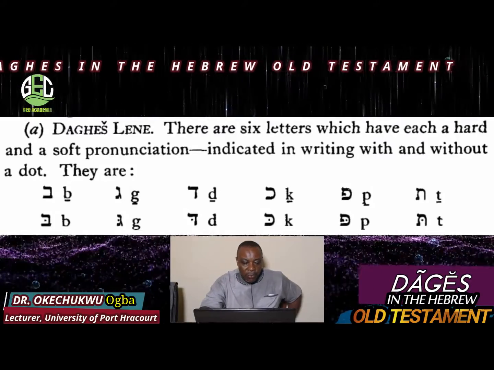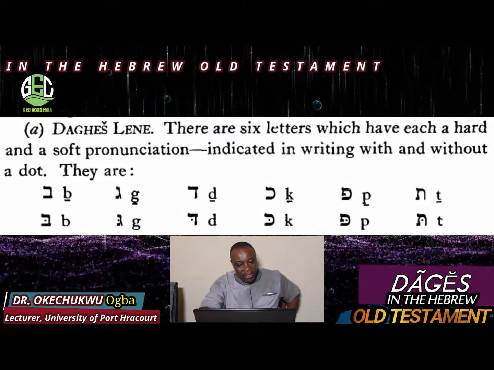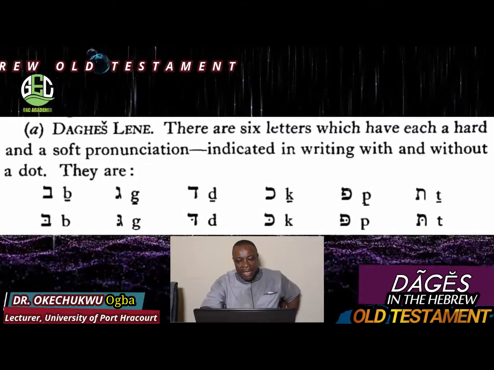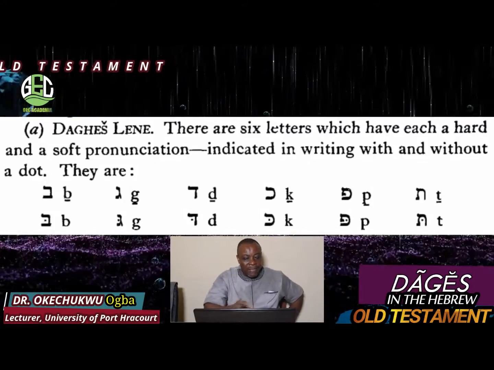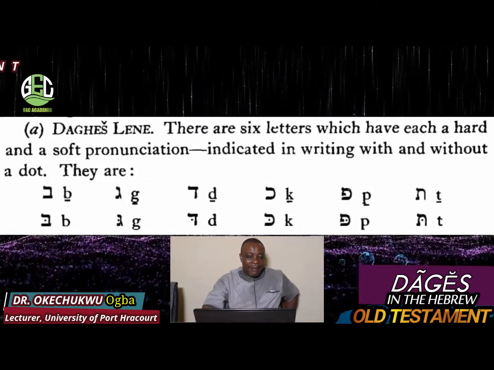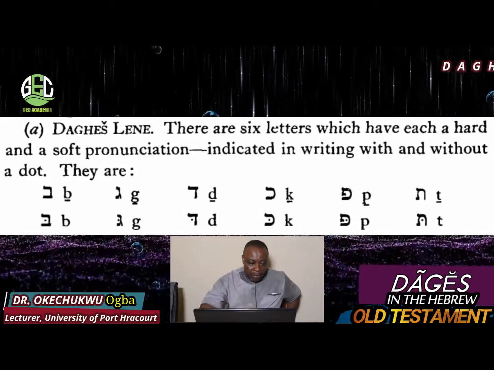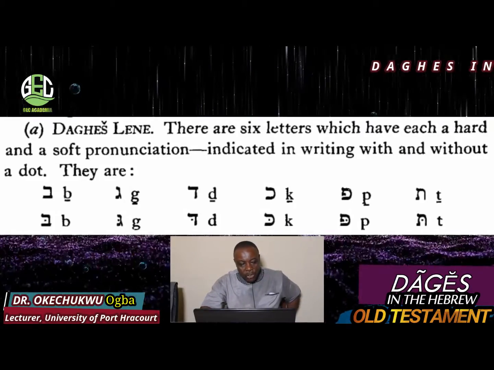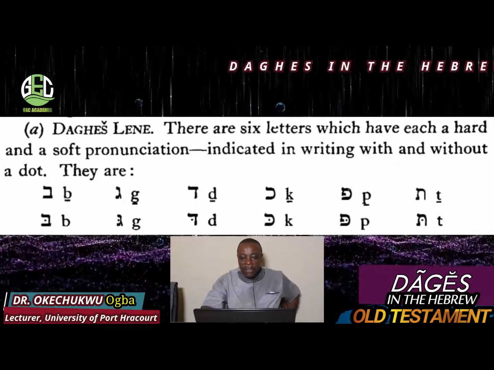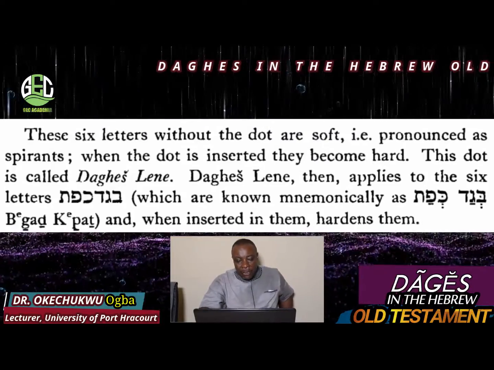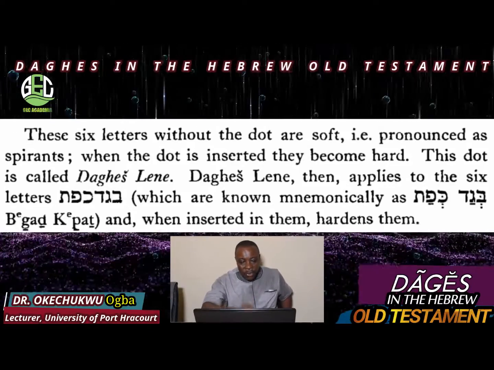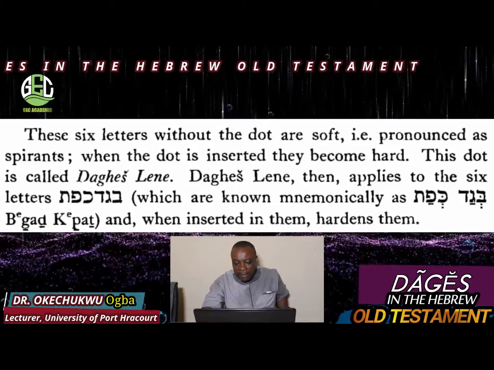For instance, the B on top without the dot will be like BH, as if in English you are pronouncing a soft V. But when it is dotted, it will be B, not BH. Ditto, the G will look like GH without the dot. So the 6 letters without the dot are said to be soft, and when the dot is inserted, they become hard.